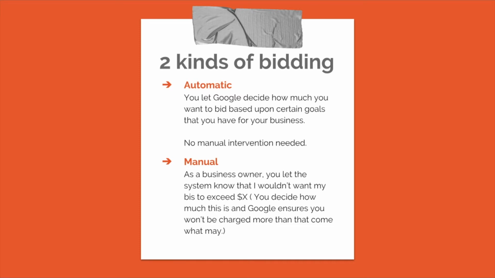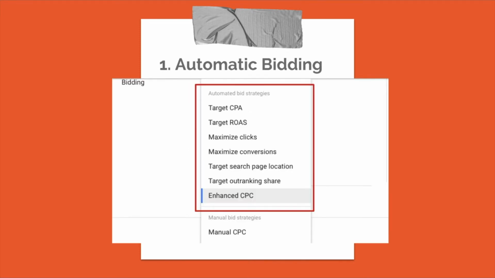Under the automatic bidding option, you can choose a set of flexible bid strategies depending upon what the business goal is. Automated bid strategies have things like target CPA and target return on ad spend. You can maximize clicks, maximize conversions, target a search page location, target outranking share, enhance CPC, and things like that. In all of these options, the very simple forms of automatic bidding are maximize clicks and maximize conversions. There is nothing you do here. You just say that maximizing clicks is my goal, and Google bids automatically so that you get the maximum amount of clicks for your ads. The same thing happens when you choose maximize conversions.